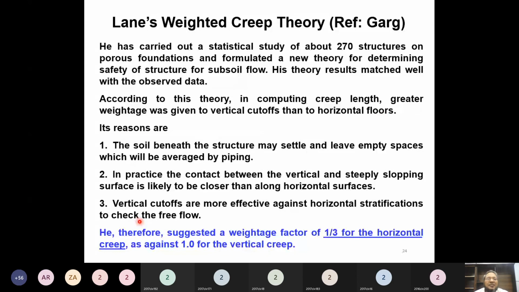उसके reasons उसने ये 3 दिए हैं। पहला reason क्या है, उसने कहा जो soil beneath the structure होती है, it may settle and leave empty spaces which will be averaged by piping. तो वो कह रहा है कि वो जो soil है वही settle हो जाती है concrete floor से नीचे, इसलिए it is not in contact. The second, in practice the contact between vertical and steeply sloping surface is likely to be closer than along horizontal surfaces.